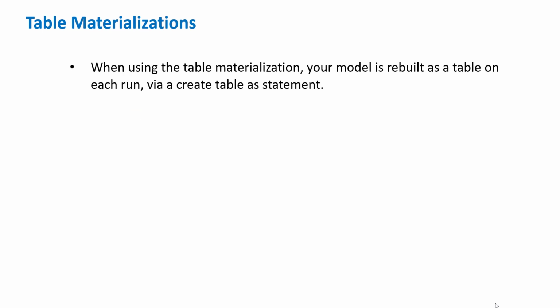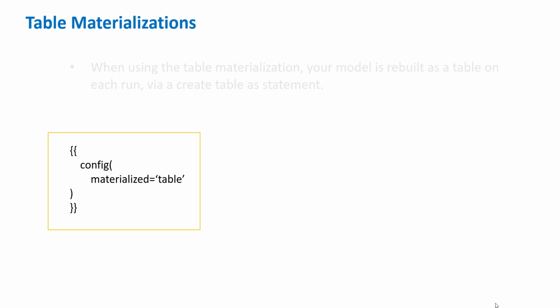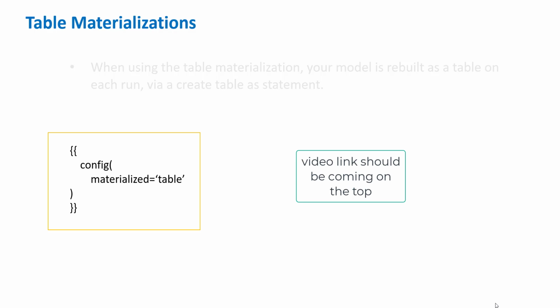Table materialization. Whenever you're using table materialization, your model is rebuilt as a table on each run by a create table as statement. So whatever models you're writing in SQL will be created as a table. To do that, you just need a config statement with materialized as table. This will create the table for you. We have already seen this in a previous video, and there are different strategies for how you can create the materialization. So if you haven't watched my previous videos, go and watch those.